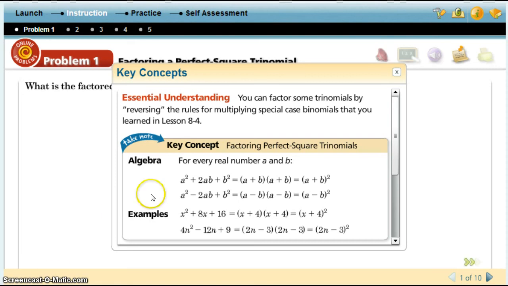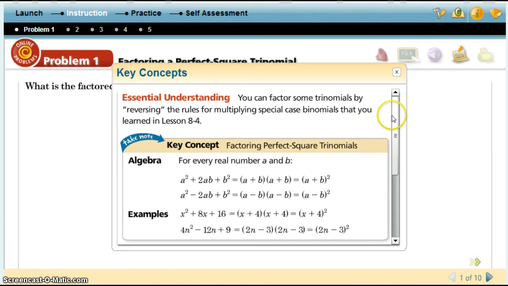Think back to lesson 8.4 when we were talking about multiplying special cases. Those were where we had the square of a binomial and then the product of a sum and difference. And I told you then that with multiplication, you could always use the FOIL method and get the same answer, but you need to understand those special cases because you've got to use those whenever factoring.